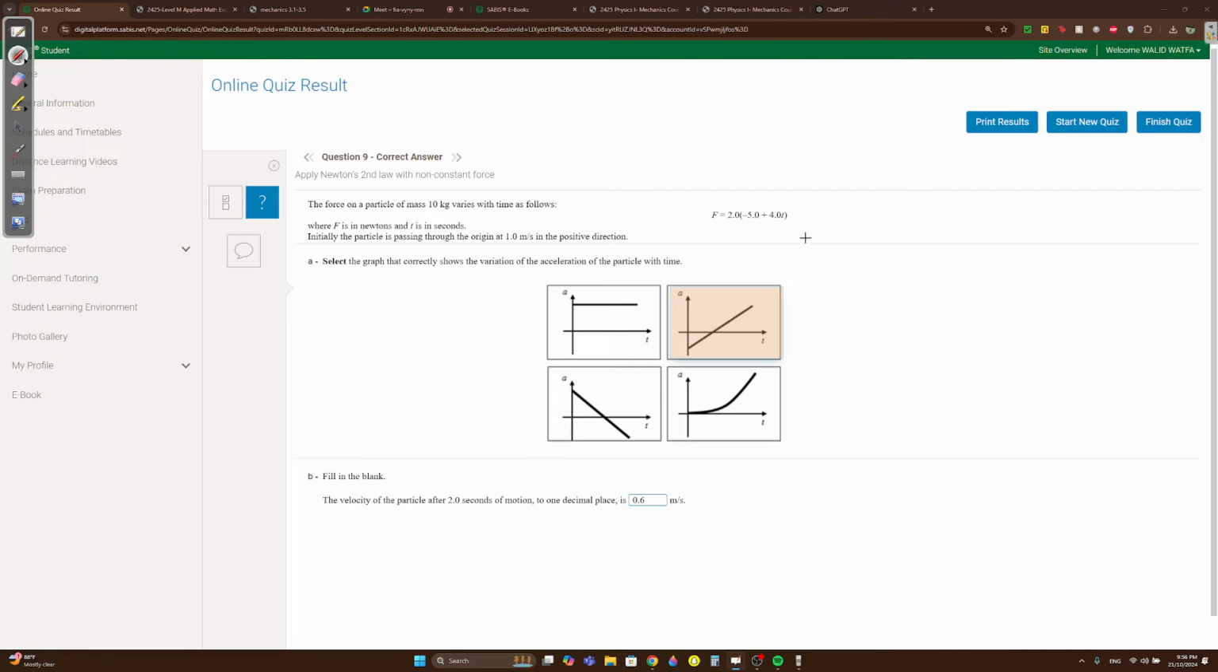It's more advanced than I thought. Okay, part A, I'm gonna go through it again. They want the acceleration with time, an expression for a of t, and you're gonna need it for part B as well. Acceleration is equal to force divided by mass. So you put all of this over the mass: 2 minus 5 plus 4t over the mass, which is 10 kg. Cancel, and you get 1 over 5 times minus 5 plus 4t.